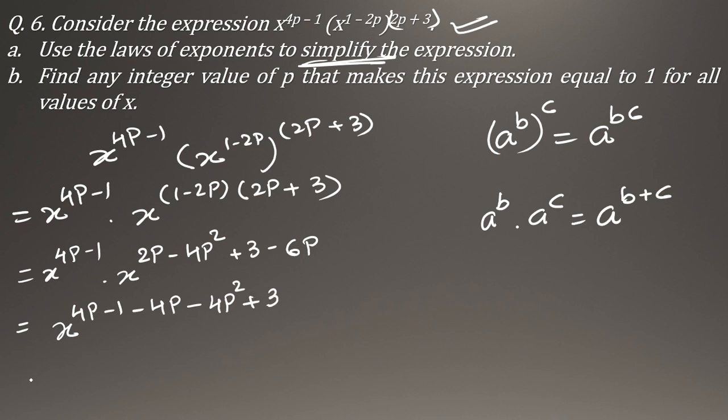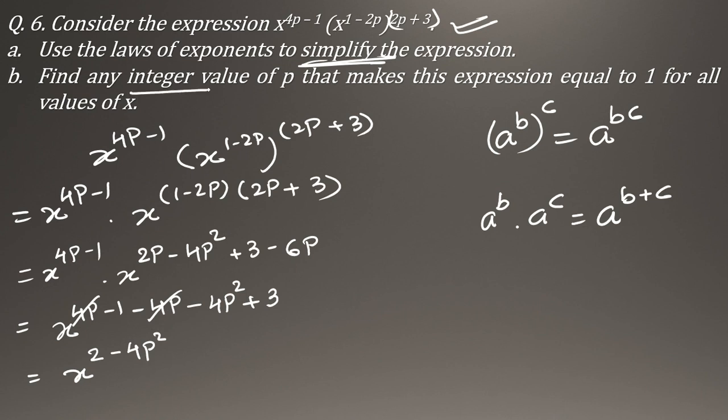Please take care of the calculation, okay? Because I have less space, so I am doing it a little faster with less calculation. So now x to the power, this positive 4p and negative 4p cancel. Minus 1 plus 3 will become 2, and then minus 4p square. This is the answer of the first part, okay? We have simplified. Now what do they say?